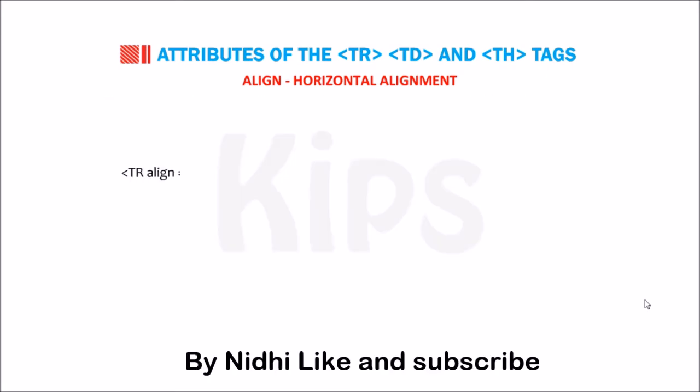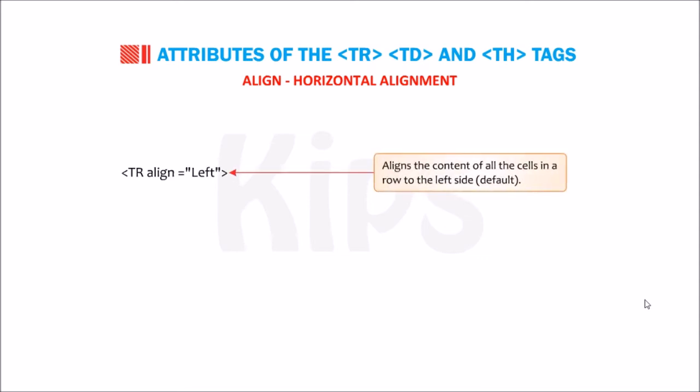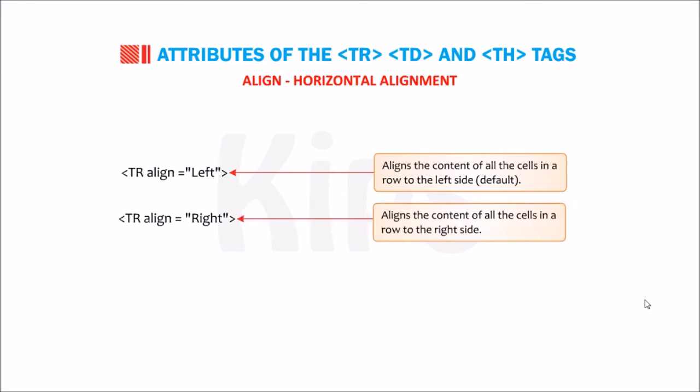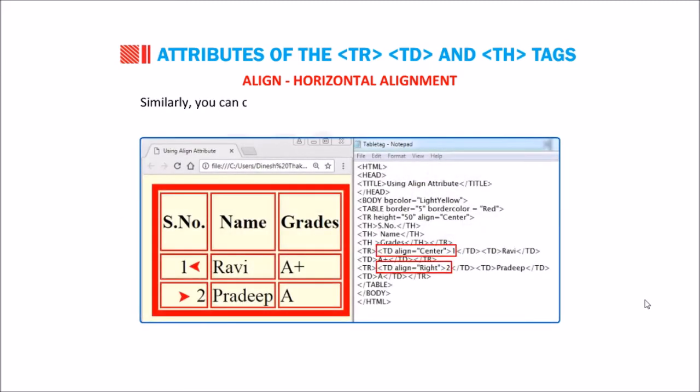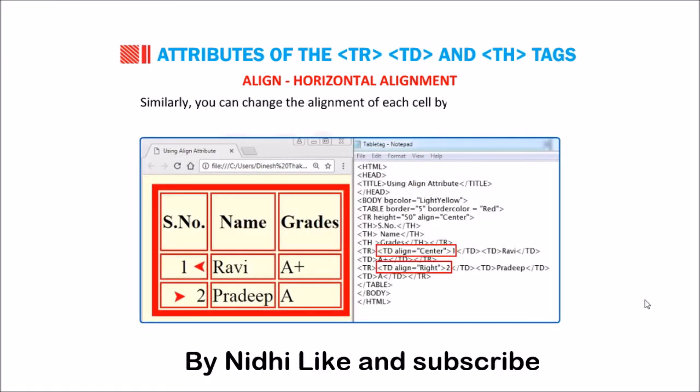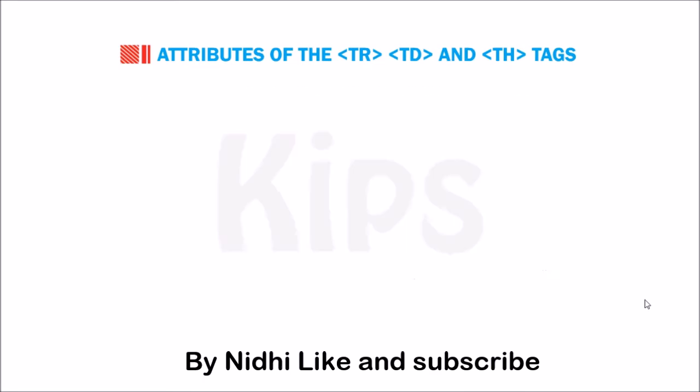TR align equals "left": aligns the content of all the cells in a row to the left side. Default. TR align equals "right": aligns the content of all the cells in a row to the right side. TR align equals "center": aligns the content of all the cells in a row to the center. Similarly, you can change the alignment of each cell by using the TD tag.